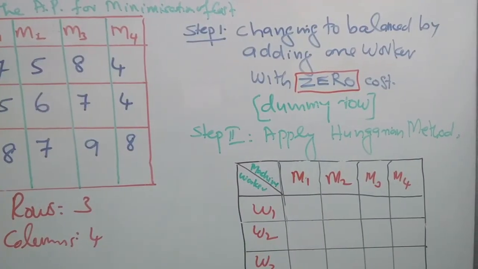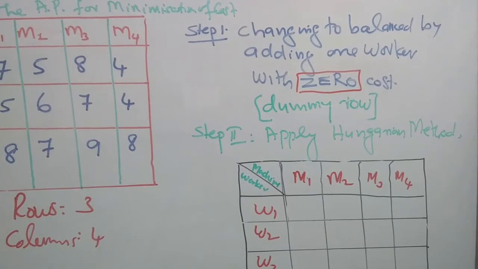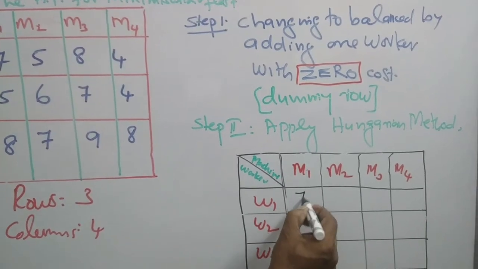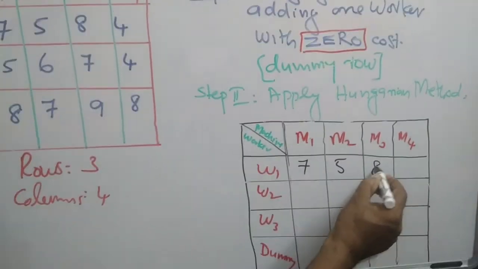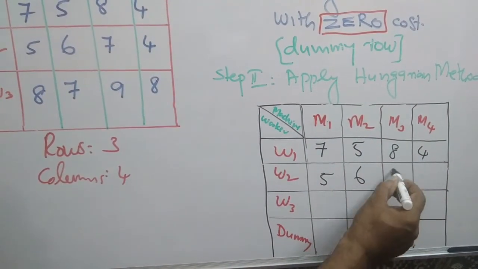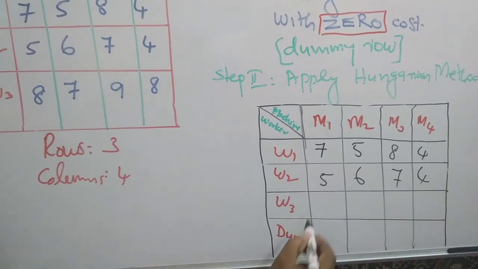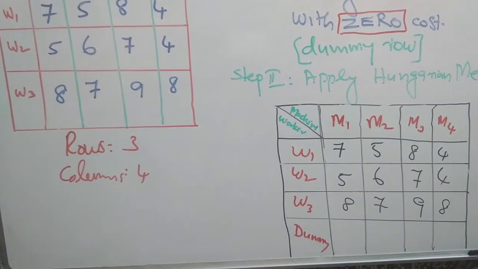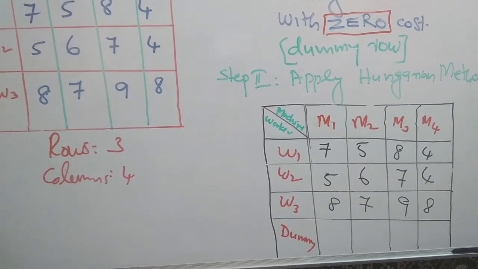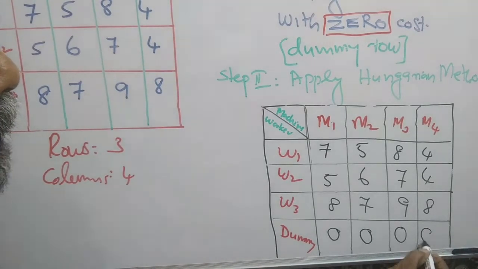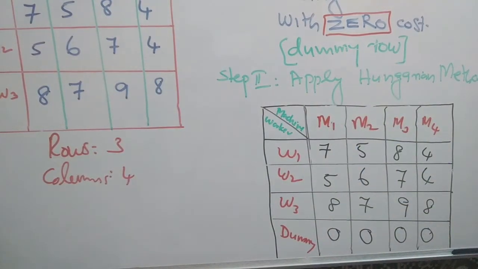That is modification of the problem. Then look into that modification. We are going to modify. Here the cost is 7, 5, 8, 4. Given in the problem. 5, 6, 7, 4. Given in the problem. 8, 7, 9, 8. The cost coefficients given in the problem. Only 3 workers are given. We are adding a dummy worker. Its cost is 0. Therefore, the problem is modified.